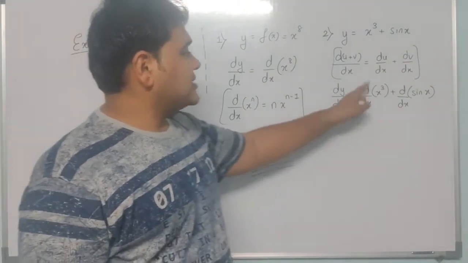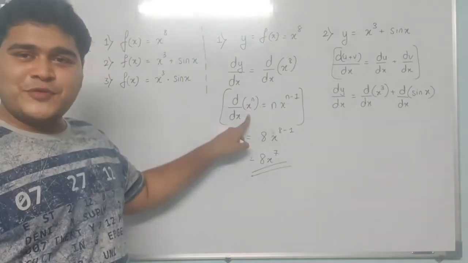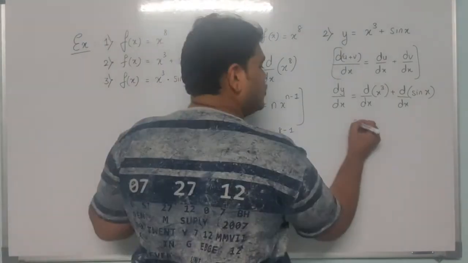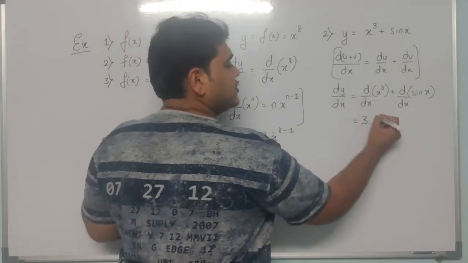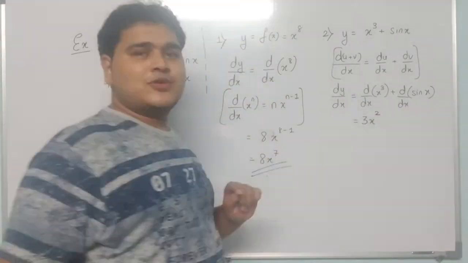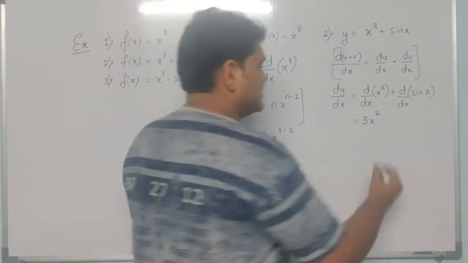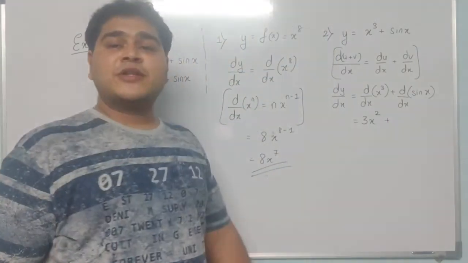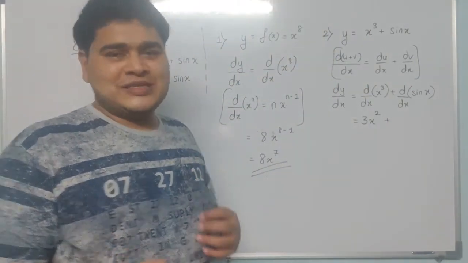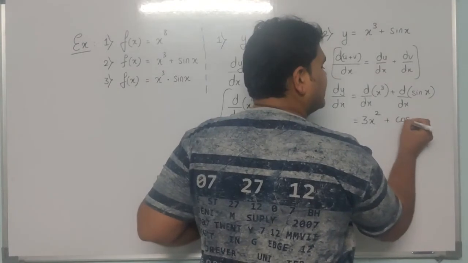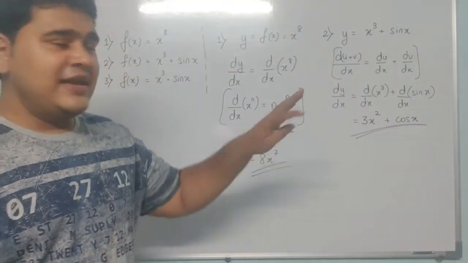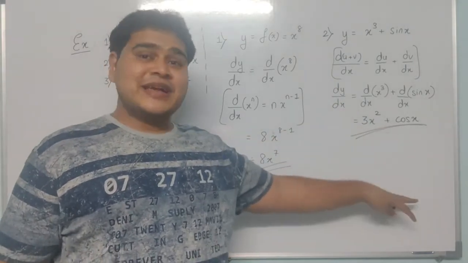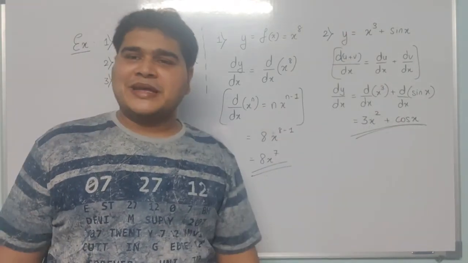Correct? Now x cube, I have to apply the formula x raised to n. That means this is going to be n, that is 3, x raised to 3 minus 1, that is 2. So 3x square. Correct? Plus, I hope you remember the derivative of sine was cos. So here we have cos x. And that's going to be the final answer. So 3x square plus cos x is the derivative of x cube plus sin x.